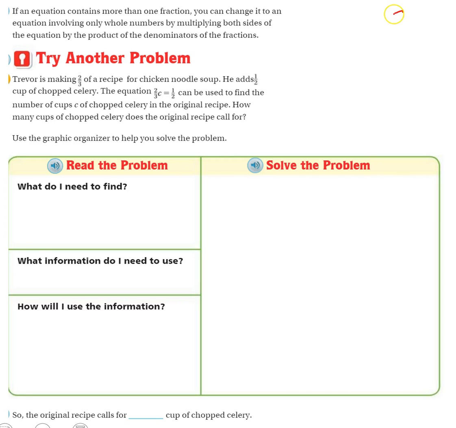Okay, now I'm on page 332. Let's try another problem, very similar to the last one. If an equation contains more than one fraction, you can change it to an equation involving only whole numbers by multiplying both sides of the equation by the product of the denominators. So I know I'm going to be multiplying.